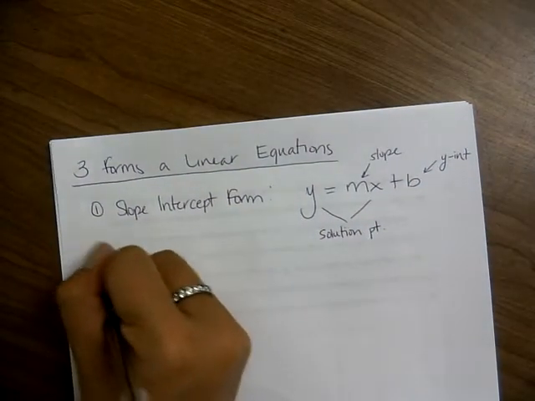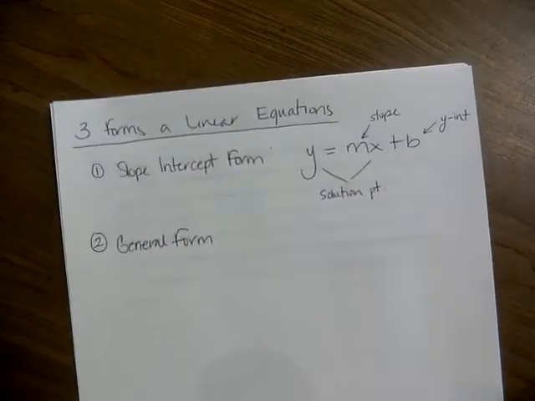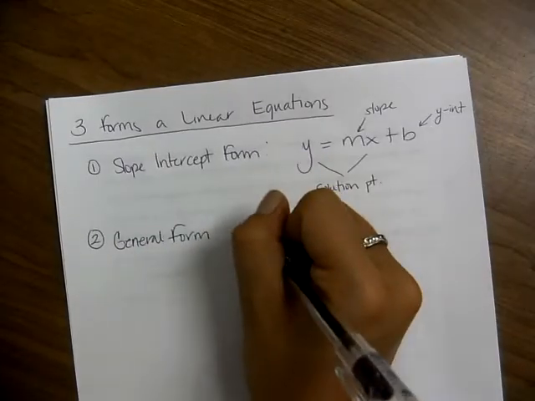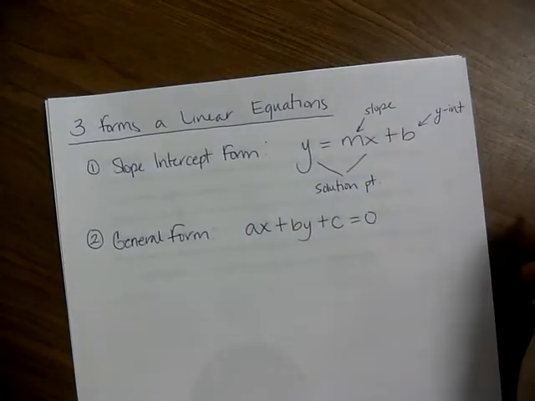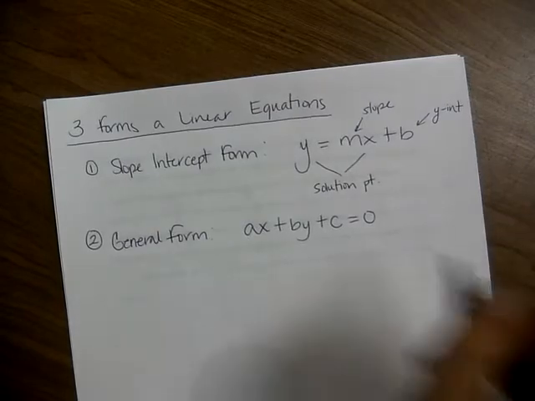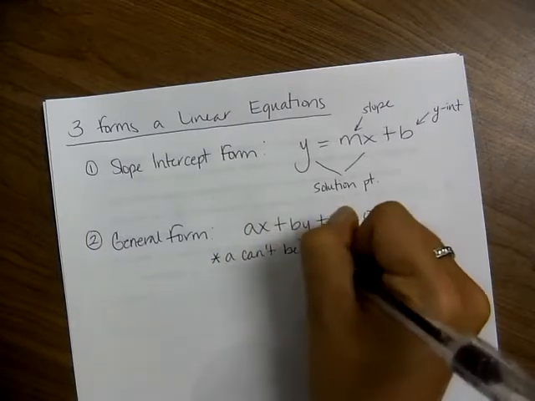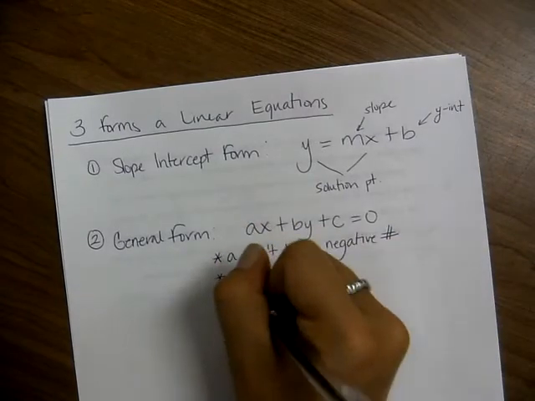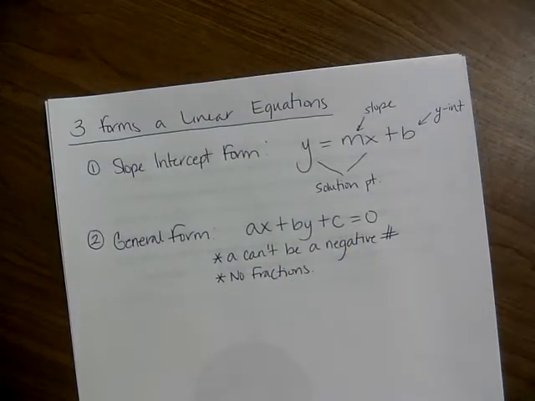The next form is general form. General form will be the form that the book uses the most, so you're going to have to get used to it. It looks like ax plus by plus c equals 0. So everything's on the left side. There are 2 rules. A can't be a negative. And there are no fractions allowed. So if you get a fraction, you have to clear it, multiplying through by that LCD.